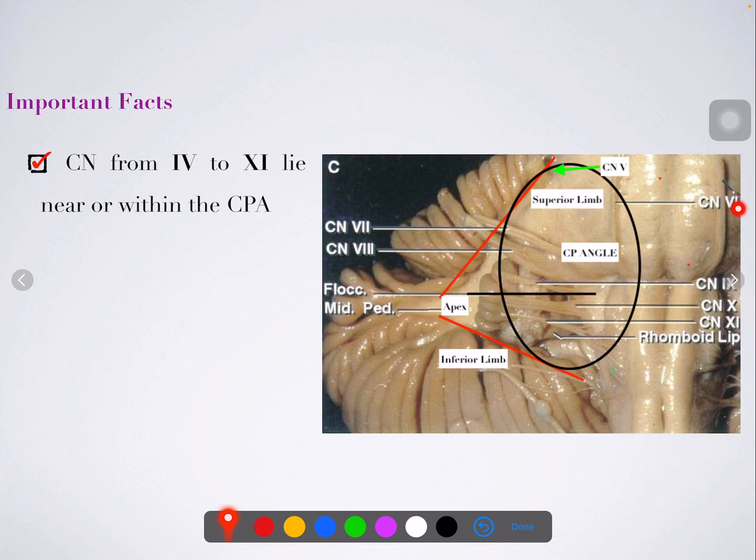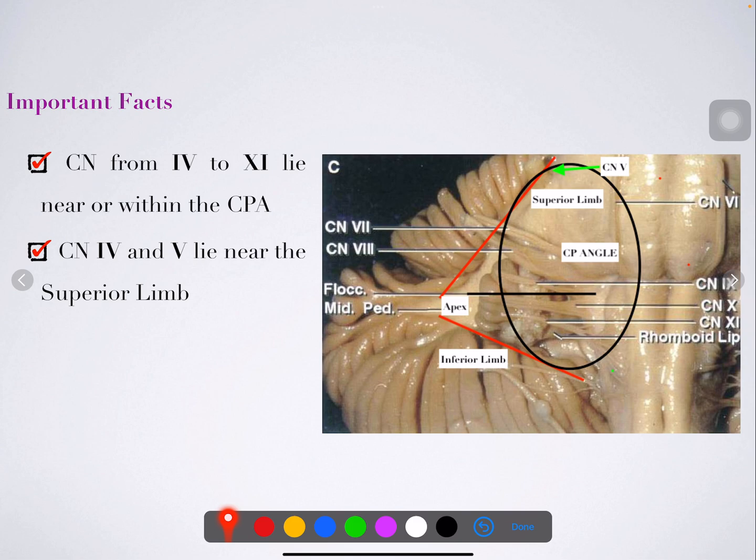Cranial nerve 6, the abducens nerve, is present at the base of the Cerebellopontine angle or the Cerebellopontine fissure. Cranial nerve 9, 10, 11, so glossopharyngeal nerve, vagus nerve, and the accessory nerve. And here we have the facial nerve and the vestibulocochlear nerve. Right, so this is one. The second thing is we have cranial nerve 4 and 5 in relation to the superior limb of the Cerebellopontine fissure, while cranial nerves 9, 10, and 11 are in relation to the inferior limb of the Cerebellopontine fissure.